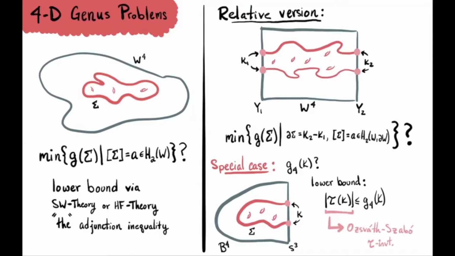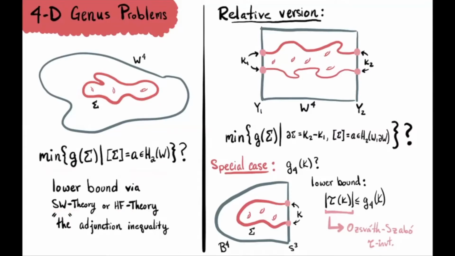And so we often look for lower bounds. And one sort of important lower bound comes to us from both Seiberg-Witten theory and also Heegaard Floer theory. It's known as the adjunction inequality. So it gives a lower bound on this quantity.